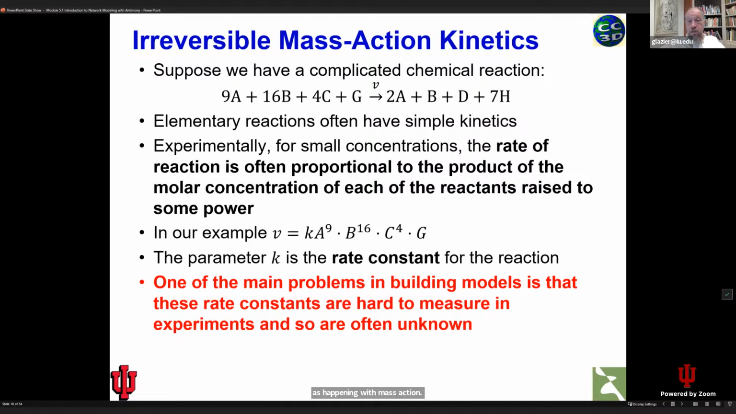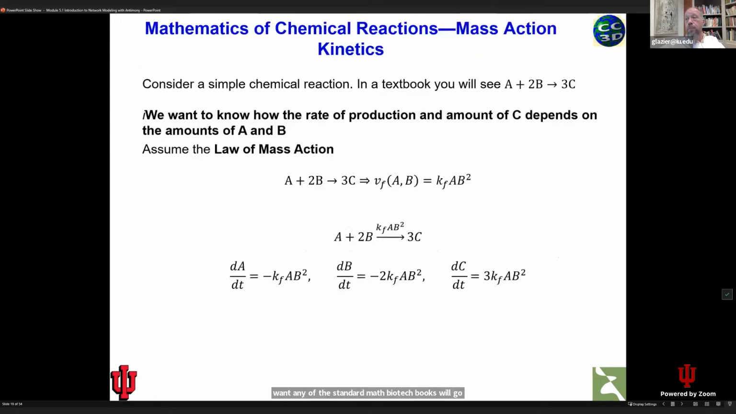Actually, determining the values of k is pretty hard. And if I had more time, I'd talk about all of that. Any of the standard math bio textbooks will go into the details. So now, if I see an arrow diagram here, A plus 2B goes to 3C, and I say I have mass action, then the rate of reaction is k forward times A times B squared. And again, that will immediately generate the ODEs that I want.